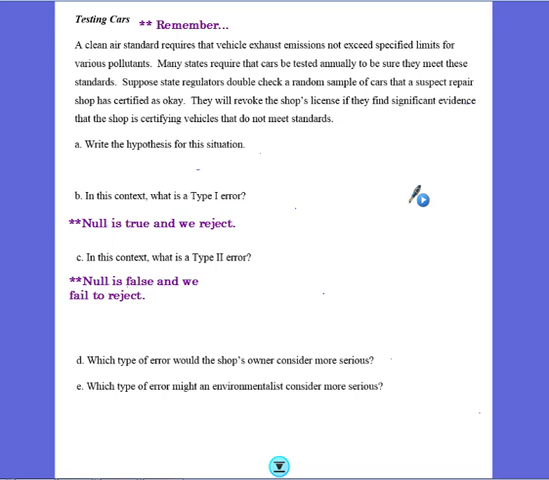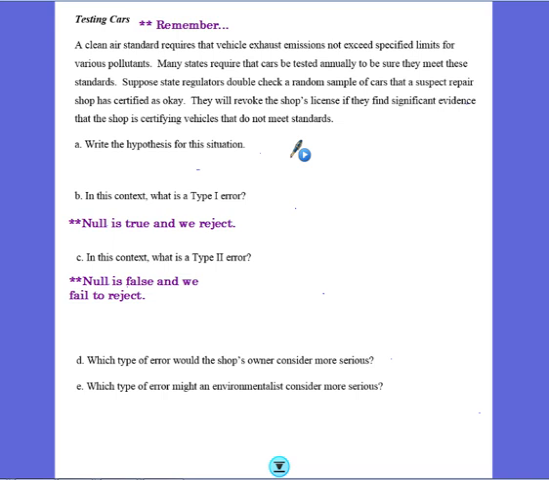So they're going to revoke the shop's license if they find significant evidence that the shop is certifying cars that don't meet the standards. So it says write a hypothesis for the situation. So notice I didn't use any numbers anywhere. There's no p-value, there's no p-hat.